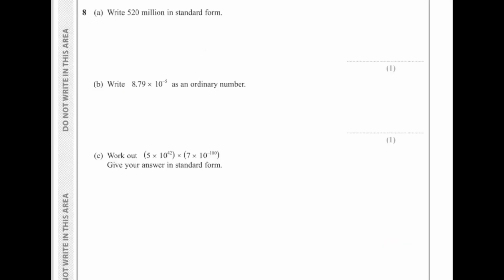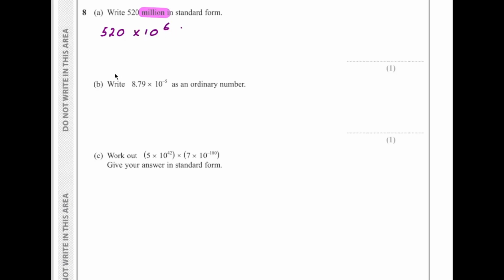Question 8. Write 520 million in standard form. So we should know that for 1 million, how many zeros are there? For 1 million, there are 6 zeros. Therefore, let's write this one with zeros first. So 520 million, 10 to the power of 6.